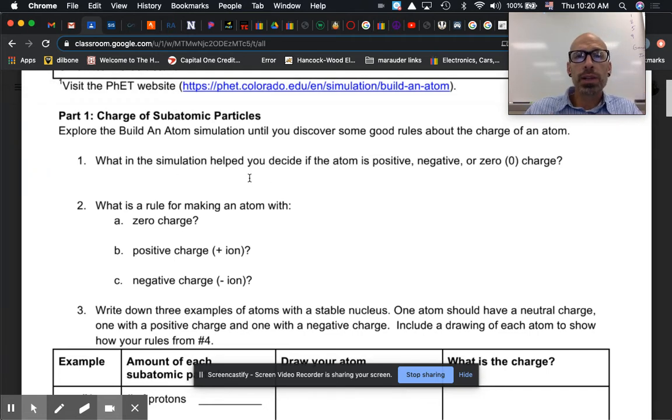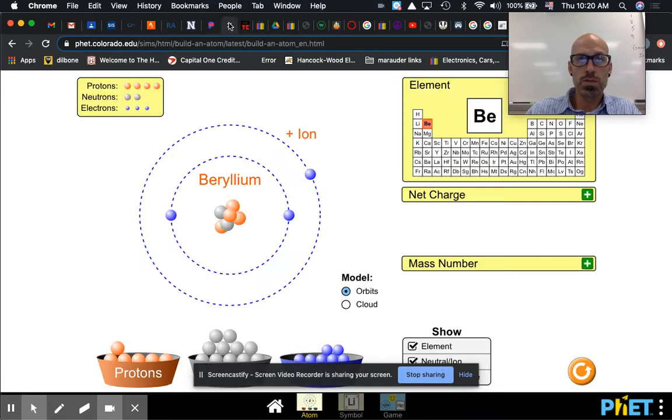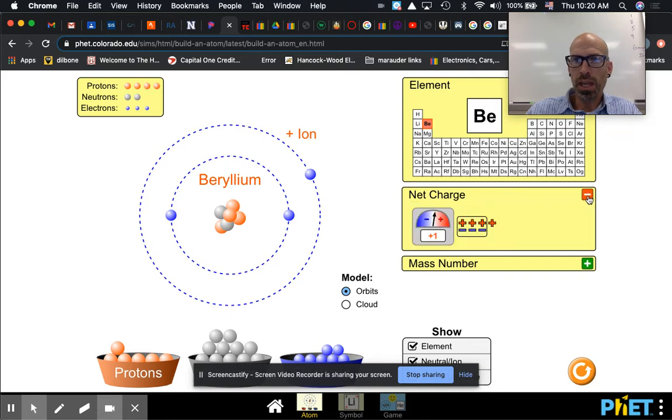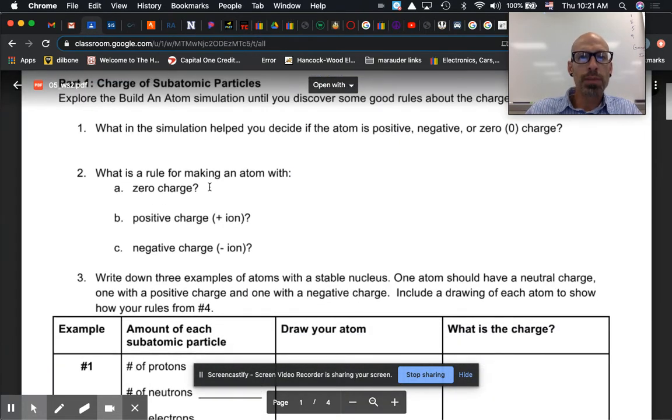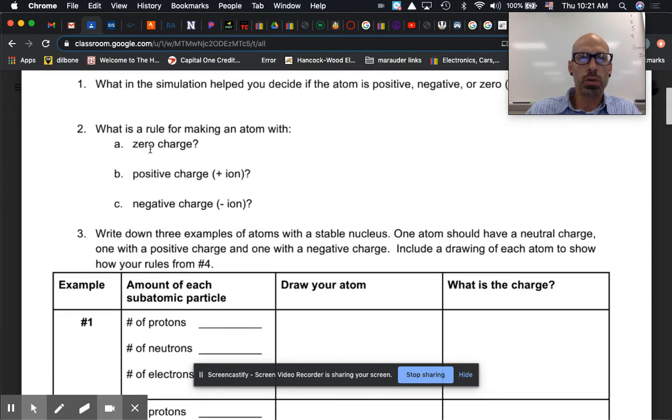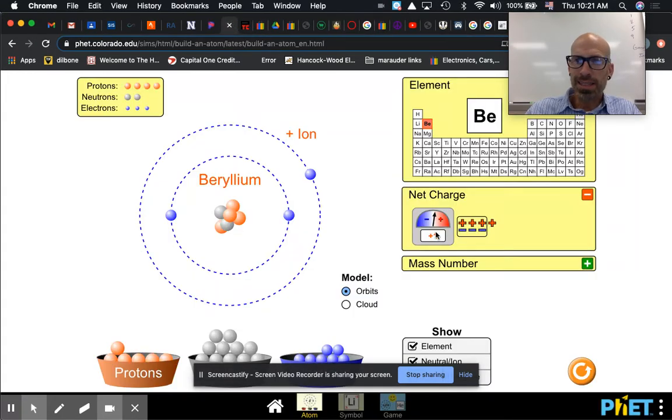All right, what in the simulation helped you decide if the atom is positive, negative, or 0 charge? Well, right here, net charge. That drop down tells you whether it's positive, negative, or 0. There it is. Hopefully you saw that. And what is the rule for making an atom with 0 charge? Well, hopefully you found out that to get 0 here, what has to be true? Well, right now it's not. I'm not 0 here. So let's see if I put that. Oh, look at that. So 4 pluses, 4 minuses.